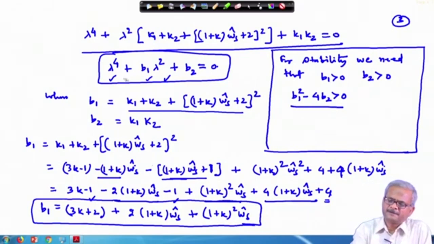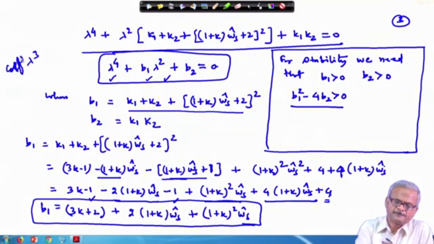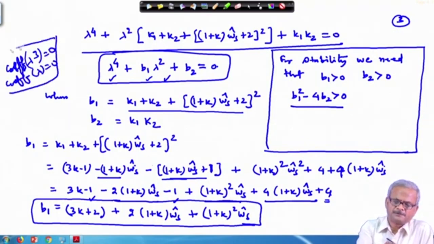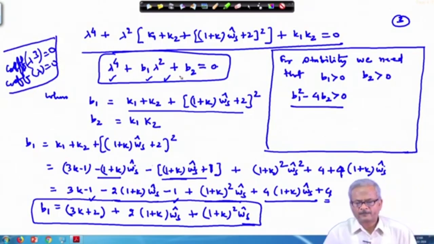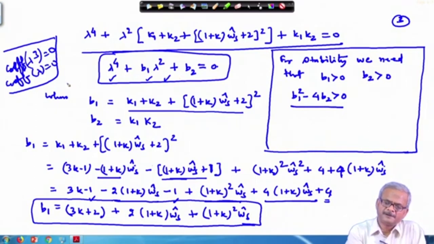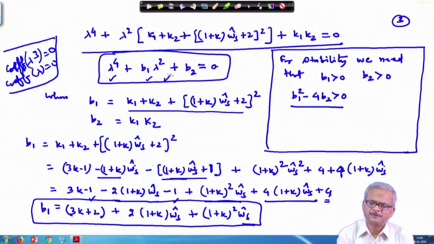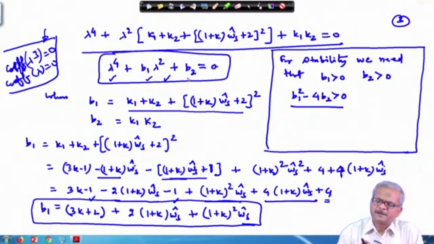Okay. And as you see, in this case the coefficient of the lambda cube term is not there, it is 0, and the coefficient of the lambda term is also equal to 0. So, for this kind of system, if we want all the roots to lie on the negative real axis, there should not be any sign change in this polynomial, and all the coefficients must be present, but in this case those coefficients are 0. We have discussed this in detail. So, I am taking it for granted that you have gone through the earlier lecture.